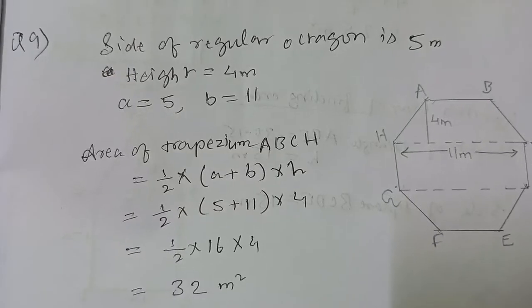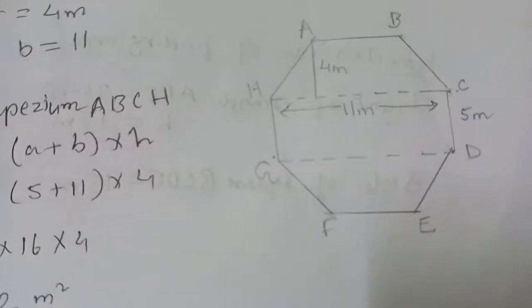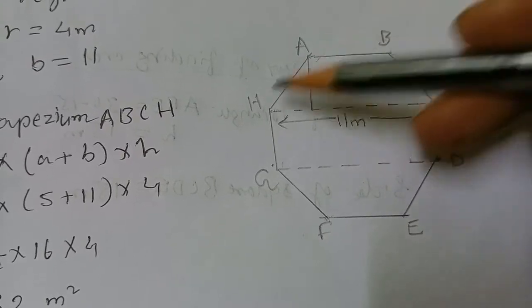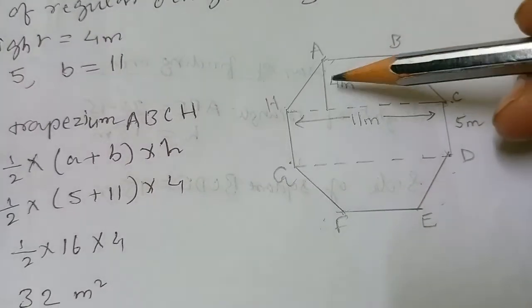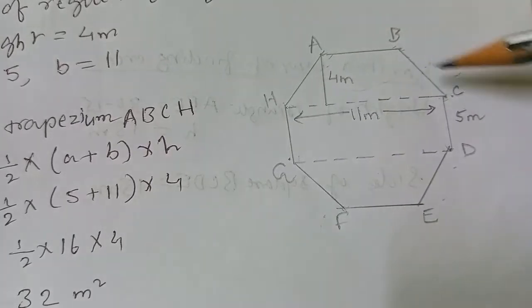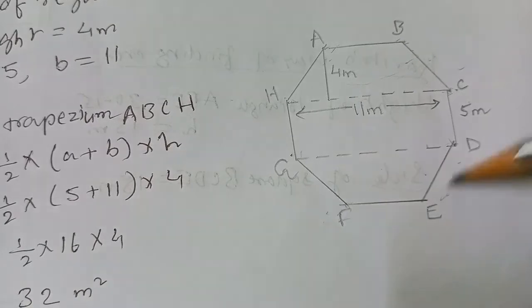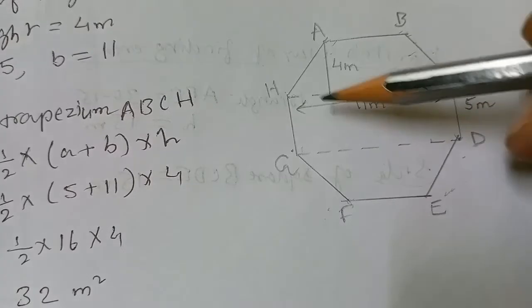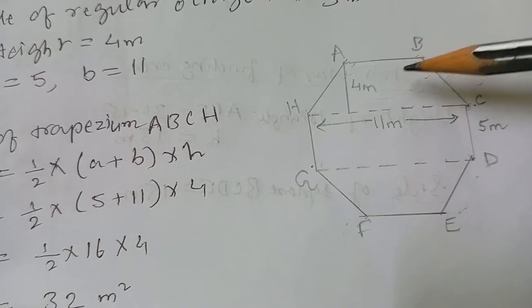Let's see. So now this is question number 9. You can see this is the figure of this octagon. Here the side is 5 meter. That means all sides are the same, all sides are 5 meter. Here you have to break this figure in the form of trapeziums. So this part is the trapezium ABCH. Then this part is also a trapezium FEGD. And the middle part is a rectangle HCDG. So in 3 parts you have to break this octagon.